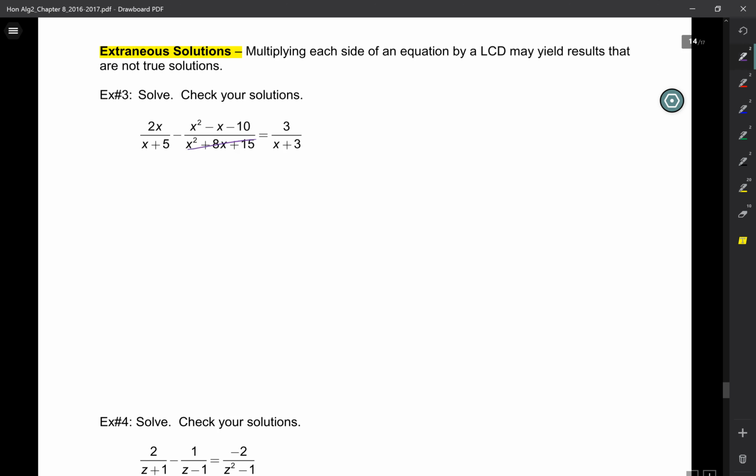So let's factor this one. The middle will be x plus 3, x plus 5. So that's also the LCD, right? And I multiply everything by that.